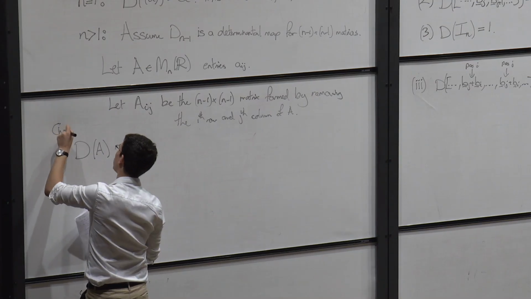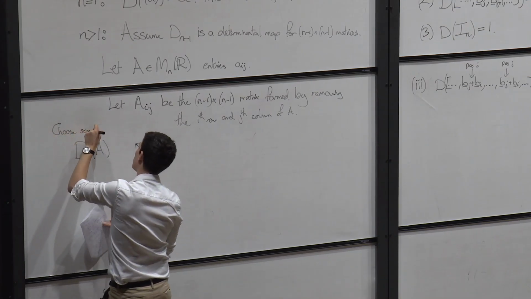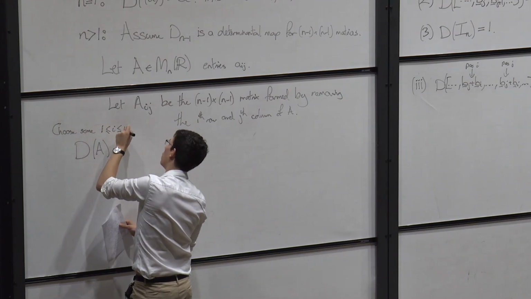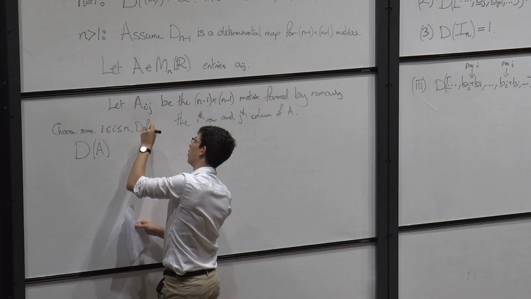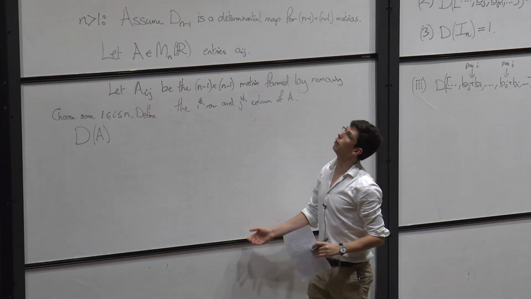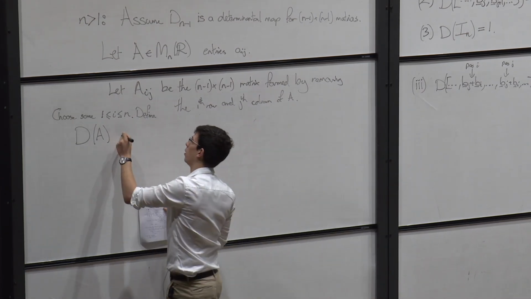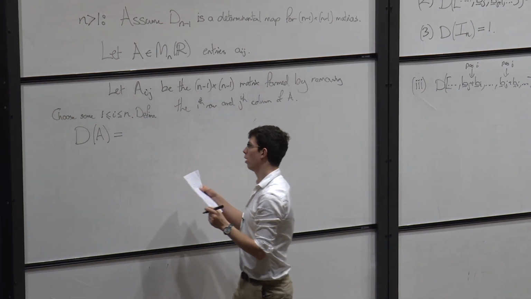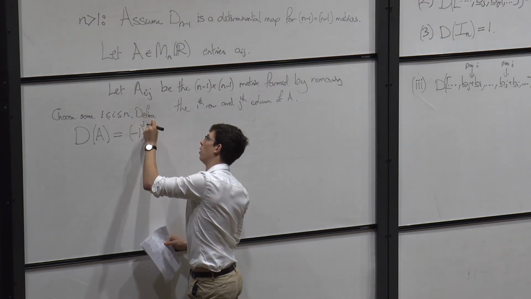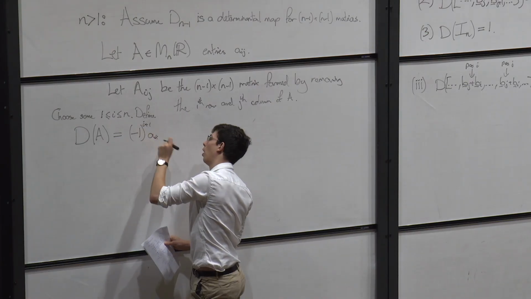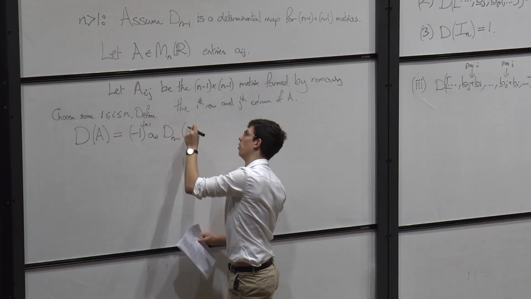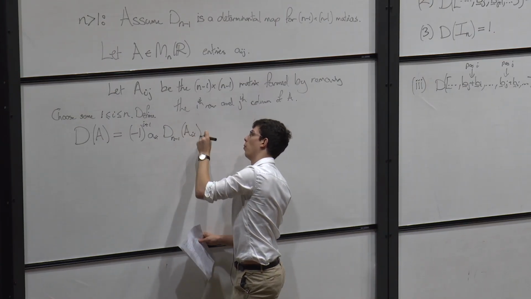And I'm now going to consider, so let's choose some i between 1 and n, and I'm going to define my attempt at a determinantal function on n by n matrices as follows. So I will put minus 1 to the i plus 1, a i1, and then I'm going to use the n minus 1 by n minus 1 function on the matrix Ai1.